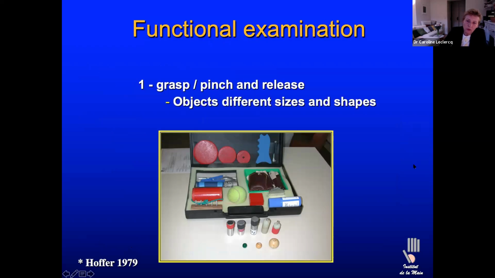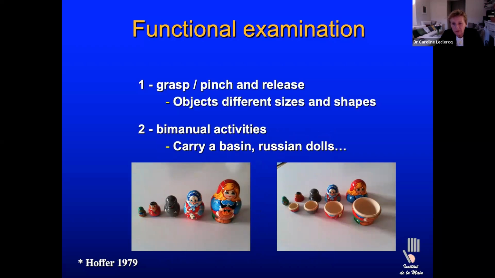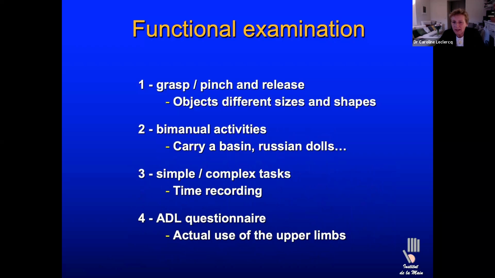Functional examination, this is a whole chapter by itself, but we will have to go quite fast in that. Let us remember that we want some tests that will tell us about grasp, pinch, and release. Release is a big problem in many of these patients, and so we need to see how they perform also in release. And you see, we use different objects of different sizes, shapes, and weight. Bimanual activities are very interesting because they have to use the involved hand, especially in hemiplegics, and I like those Russian dolls, which are quite nice. And there is also some cognitive testing with the Russian dolls, a number of complex tasks, and time recording to achieve the task will help.